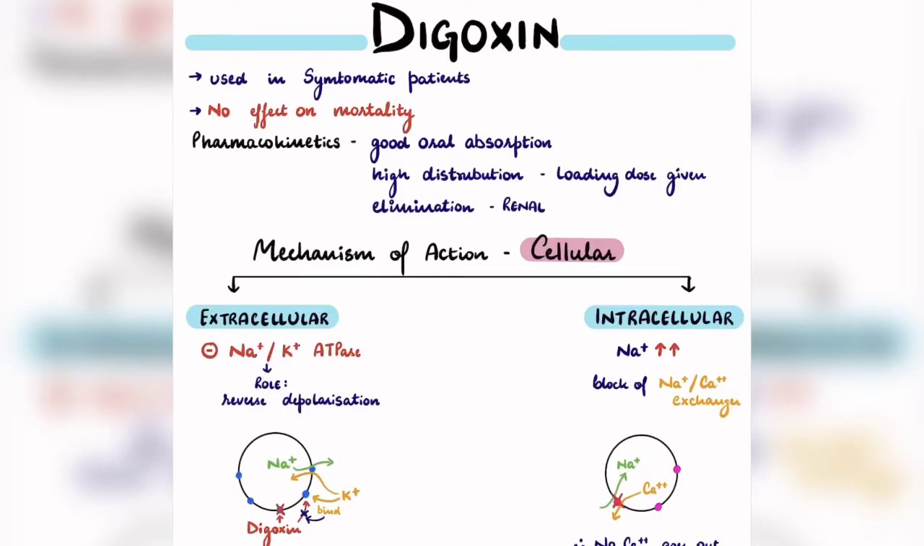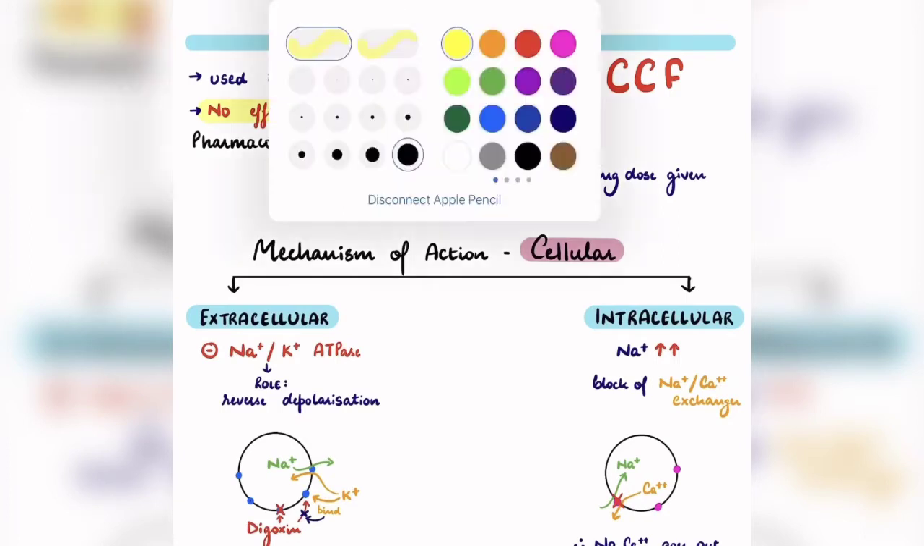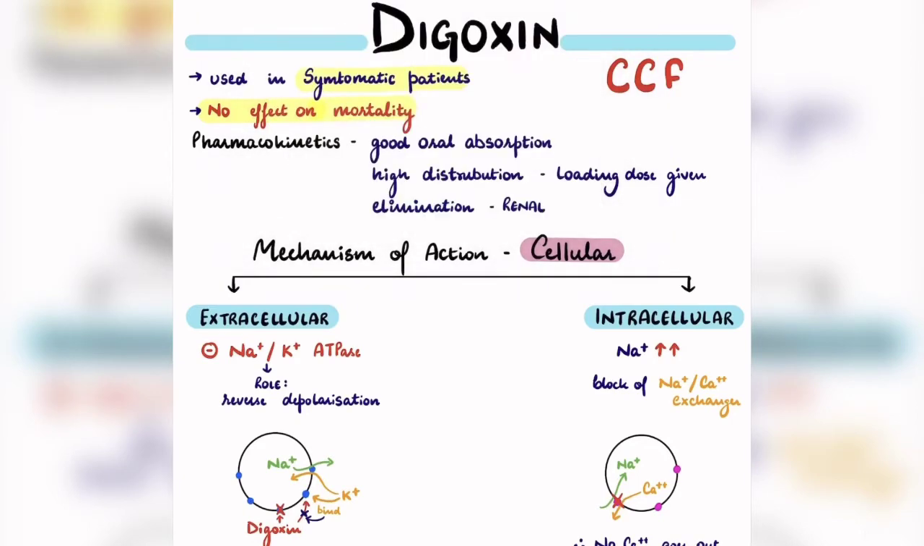Hello guys, let's start with today's topic, that's digoxin. So digoxin is a drug that's used in patients with congestive cardiac failure, and it is used only in patients who are symptomatic. And the important point about this drug is that it has no effect on mortality. The other drugs that we give for congestive cardiac failure like beta blockers or ACE inhibitors or ARBs, they decrease mortality, but digoxin has no effect on mortality.